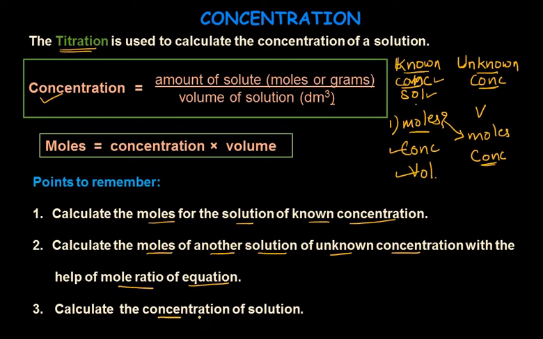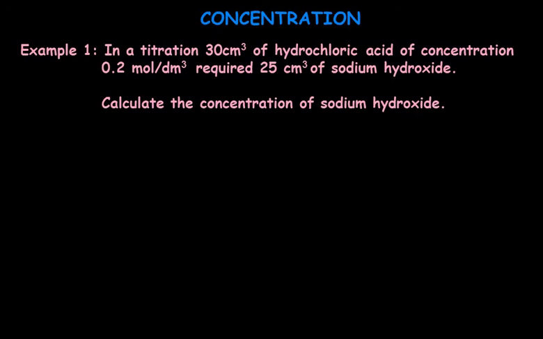and then calculate the concentration of a solution with the help of the given formula. Now let's understand this further with the help of some examples. So first example, in a titration, 30 centimeter cube of hydrochloric acid of concentration 0.2 moles per dm cube is required 25 centimeter cube of sodium hydroxide.